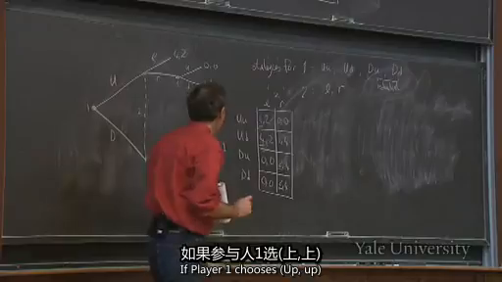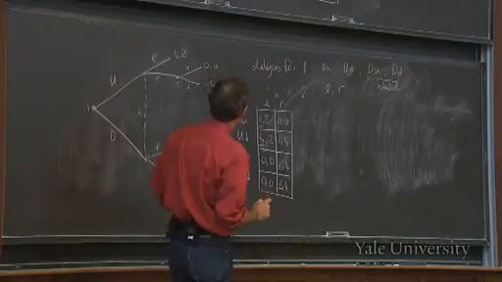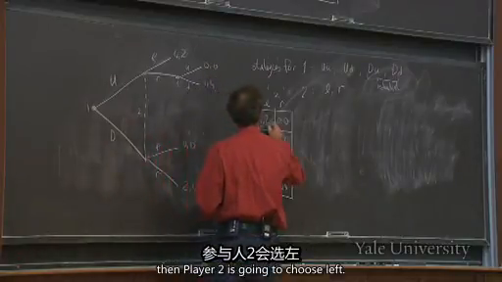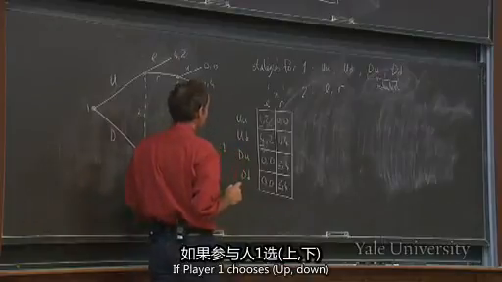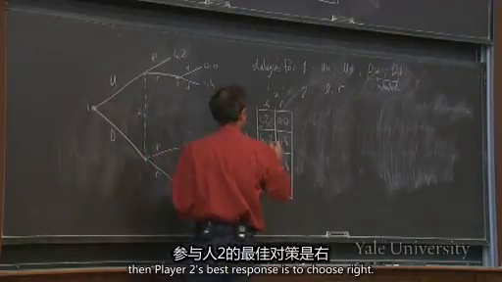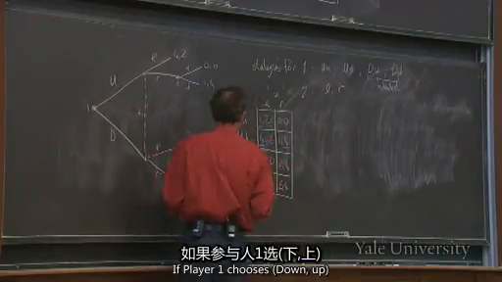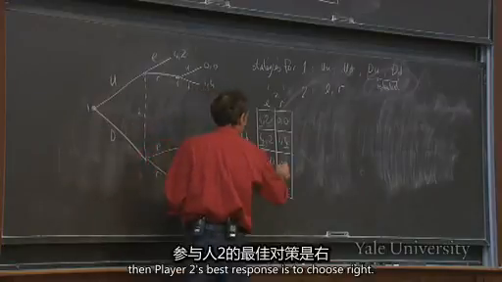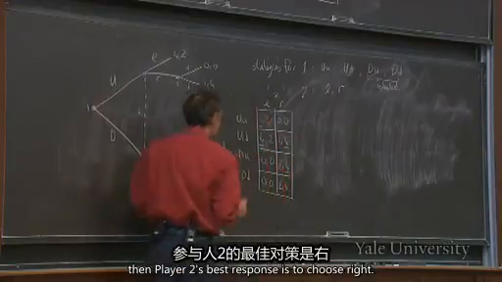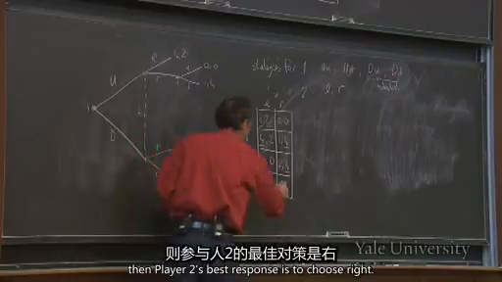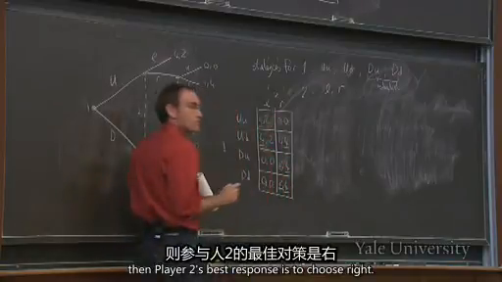If player 1 chooses up, up, then player 2 is going to choose left. If player 1 chooses up, down, then player 2's best response is to choose right. If player 1 chooses down, up, then player 2's best response is to choose right. And if player 1 chooses down, down, then player 2's best response is to choose right.